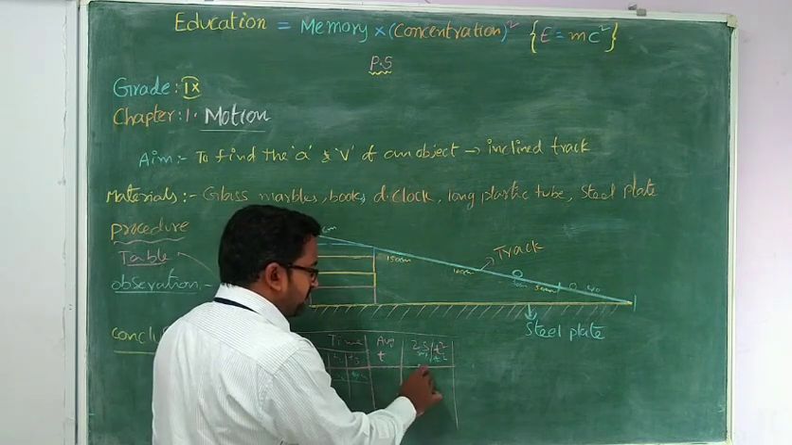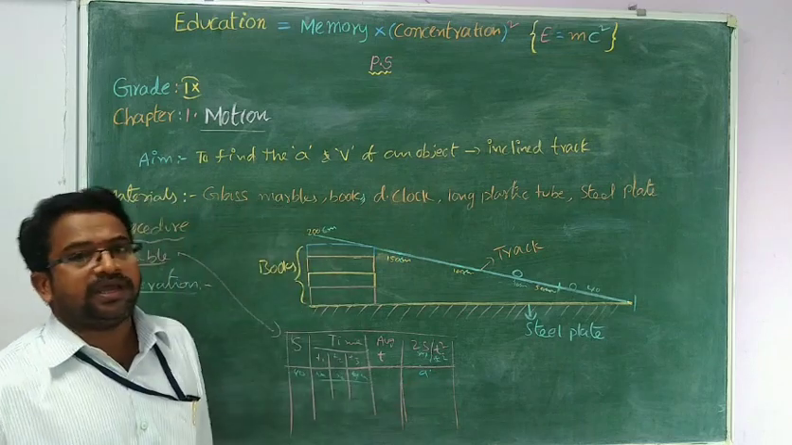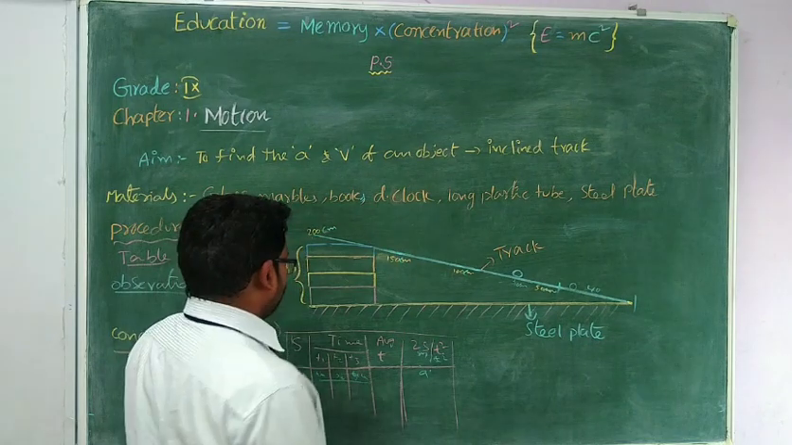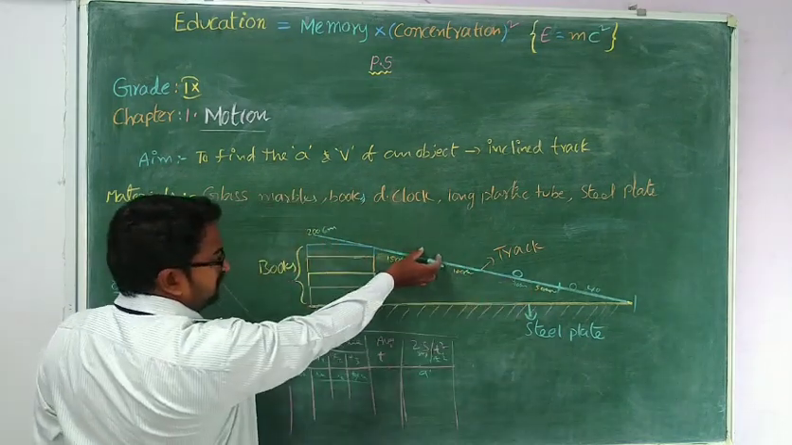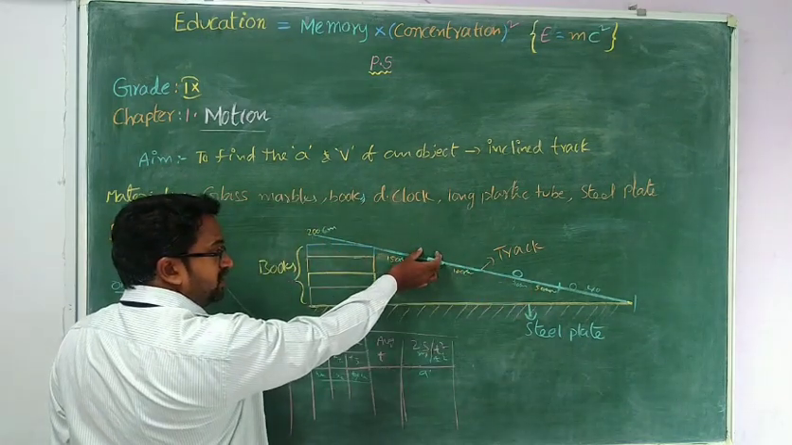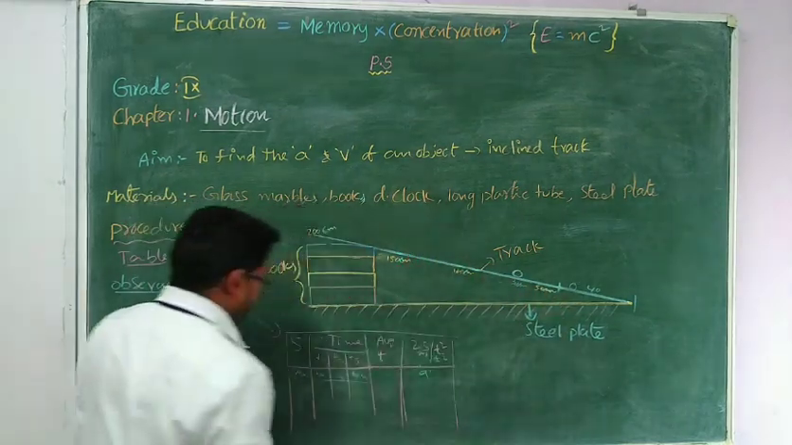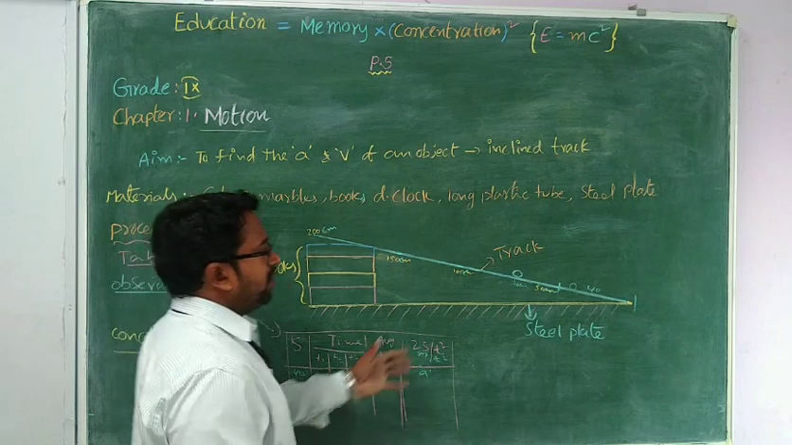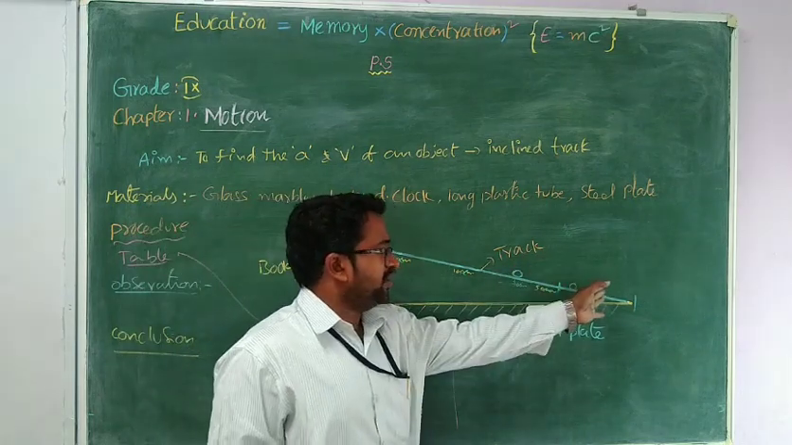Meter per second square means acceleration. You can find the acceleration. Now increase the distance, and again you have to calculate. Maybe 100 centimeters, and again you have to use the stopwatch and gradually calculate.